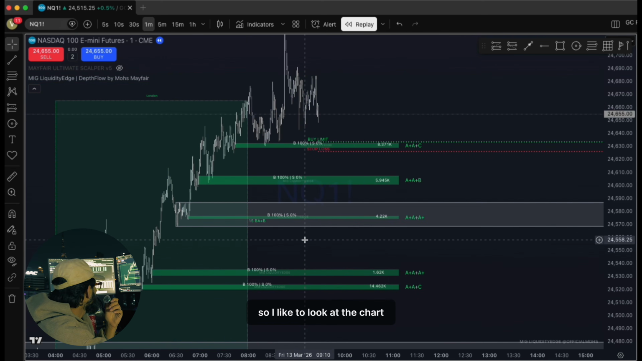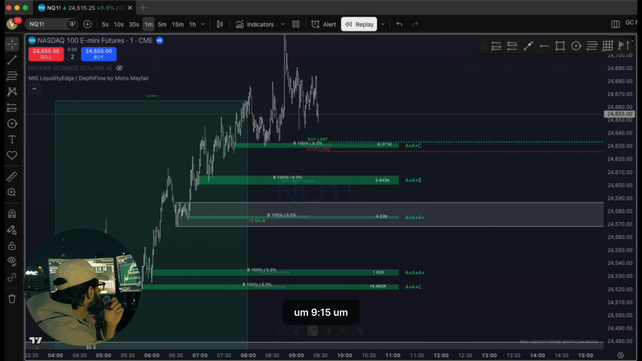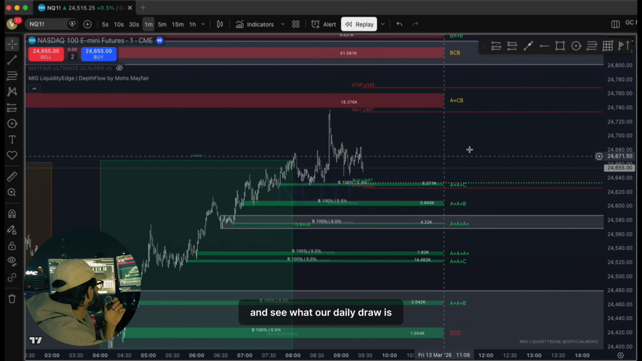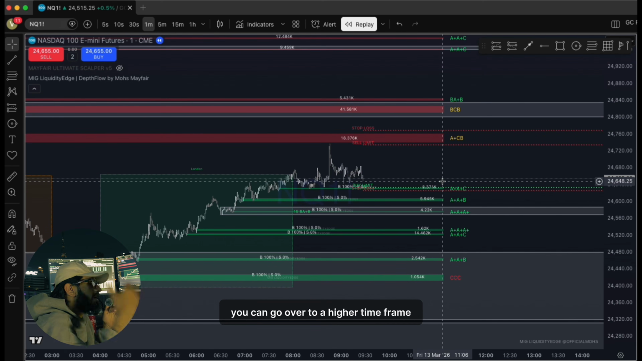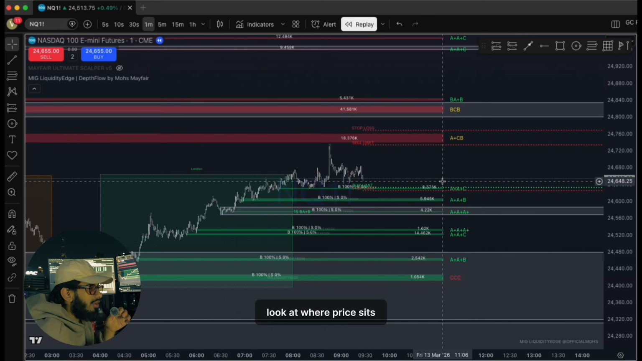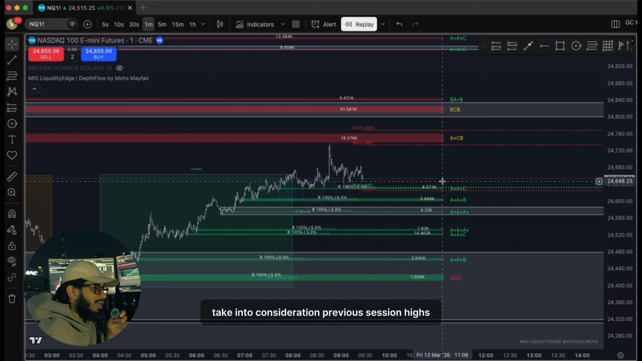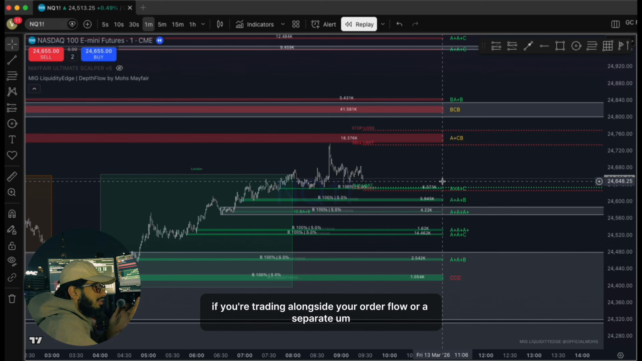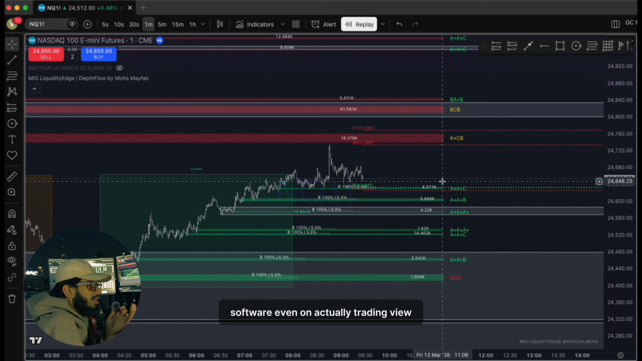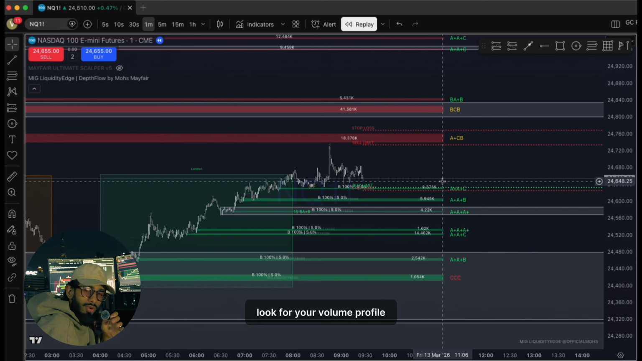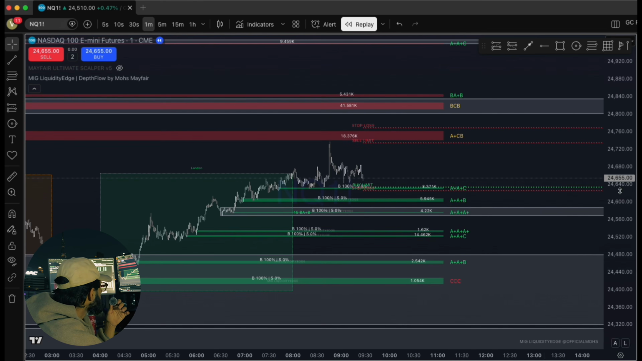So I like to look at the chart. We'll go to the Friday that's just passed. I like to look at the chart at 9:15 and see what our daily draw is. You can go over to a high time frame, look at where price sits, take into consideration previous session highs, take into consideration these key levels. If you're trading alongside your order flow or a separate software, even on TradingView, look for your volume profile, your POCs, your volume area highs, your VALs, etc.